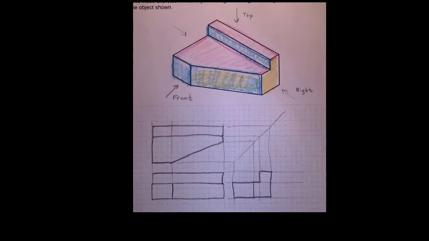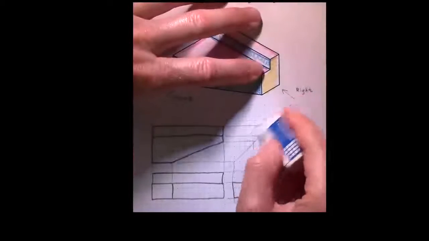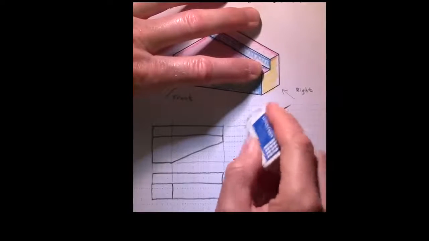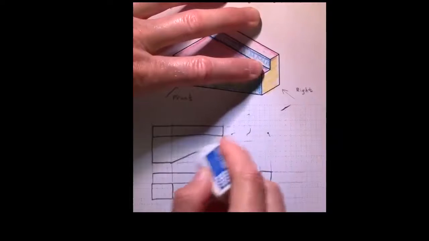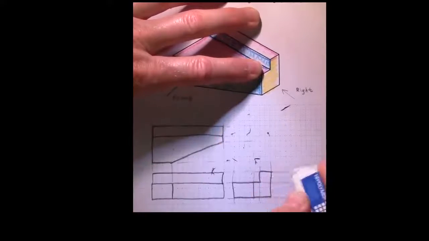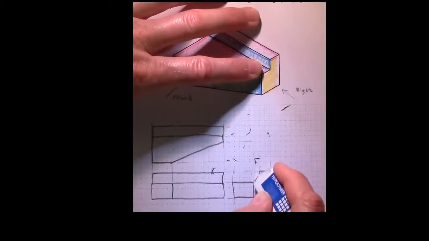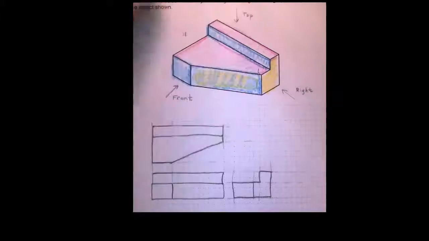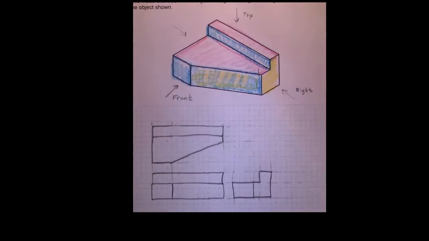The last thing we need to do is to erase our projectors, or if you're in a CAD program, just turn that layer off so that we don't get confused with what our visible lines are and what our projectors are. And my suggestion is, when you're sketching these orthographic projections, if you're just beginning, definitely use a pencil because you're going to be erasing a lot.